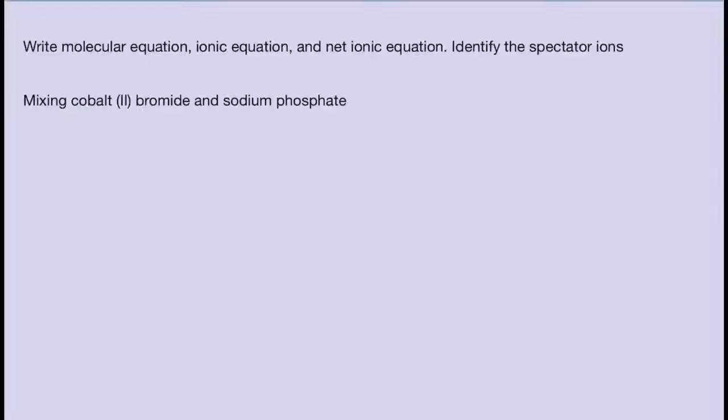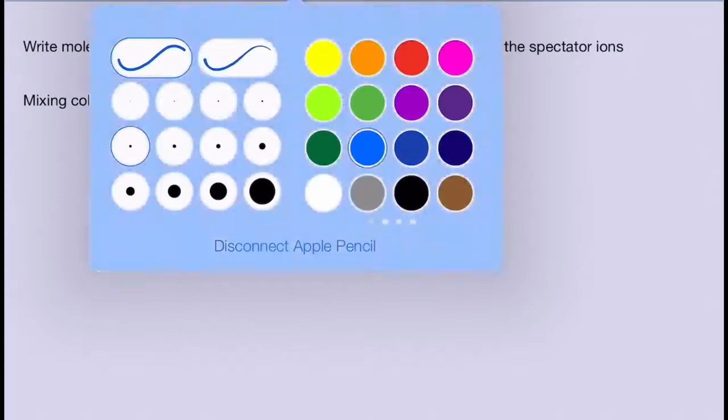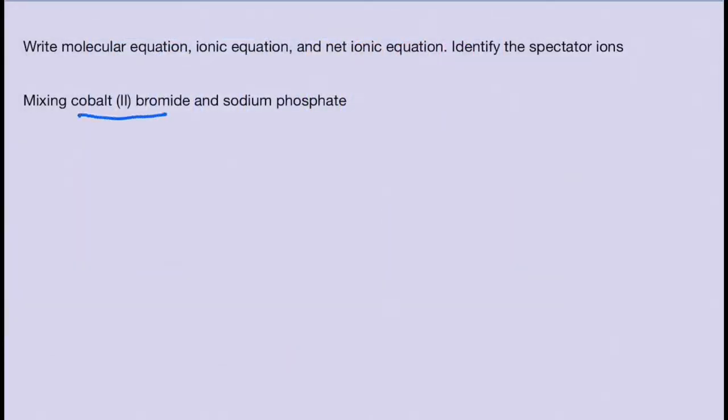Students, in this video, we're going to talk about writing a molecular equation, ionic equation, and net ionic equation after mixing cobalt(II) bromide with sodium phosphate. Before we actually do that, we want to make sure we're able to write down the cations and the anions, write down the reactants' formulas, and eventually predict the products.